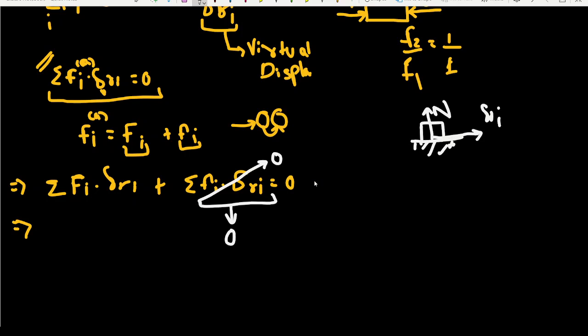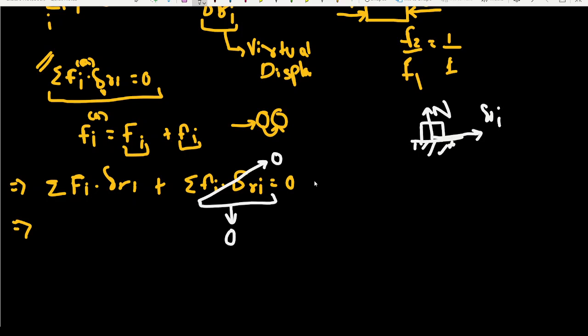But remember, all the time this is not equal to 0. The force of constraint is the normal reaction, which is restricting the particle from moving downward.